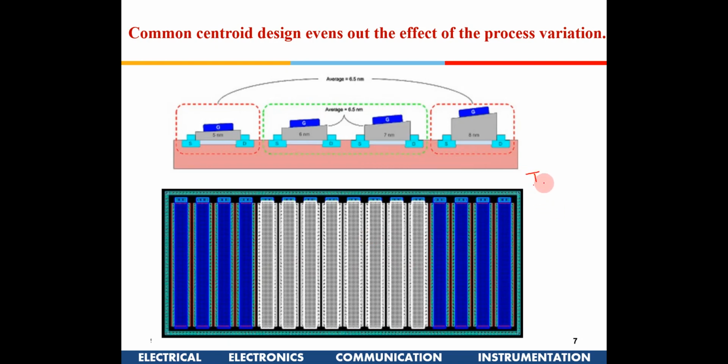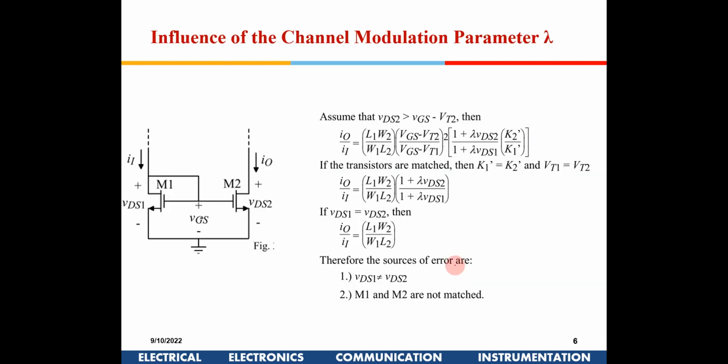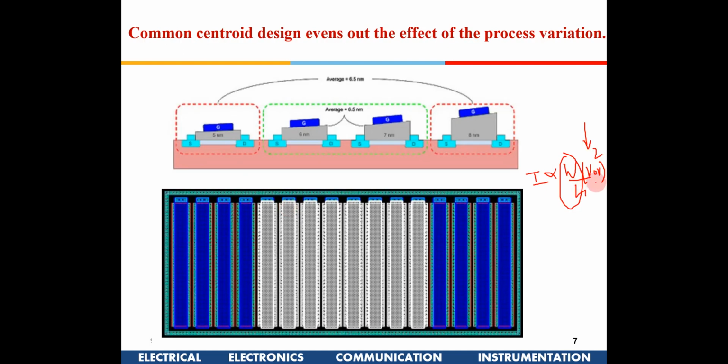Right, for a given ID, I depends on W by L and VOV. If I keep W by L large, VOV will come down, and we want VOV less because it gives headroom. We don't want a high VOV because that will affect the other circuits; it will consume headroom. So I want to keep a very large W by L.